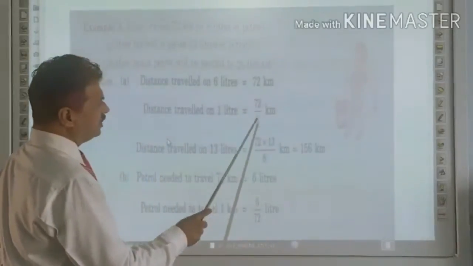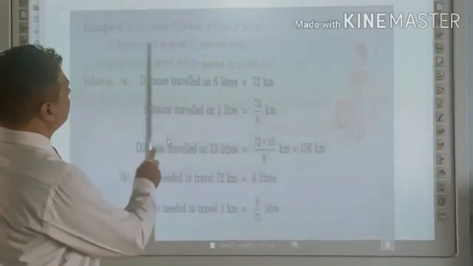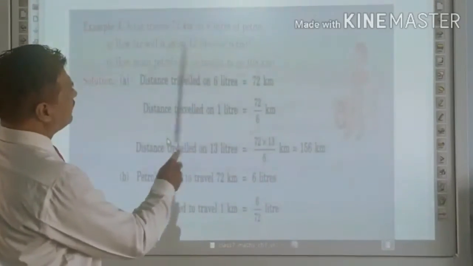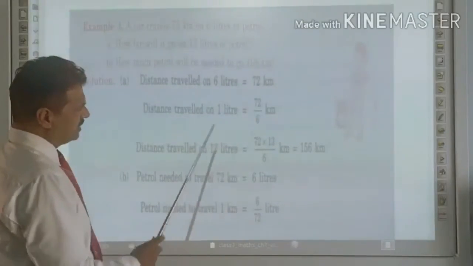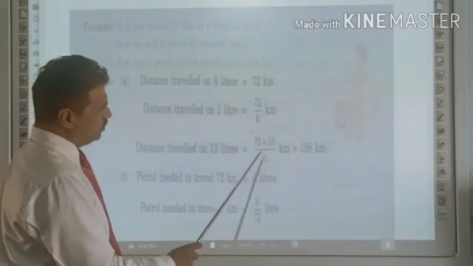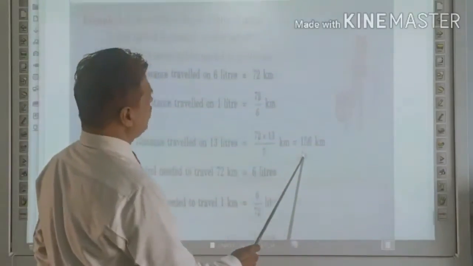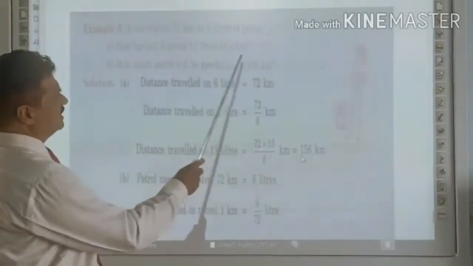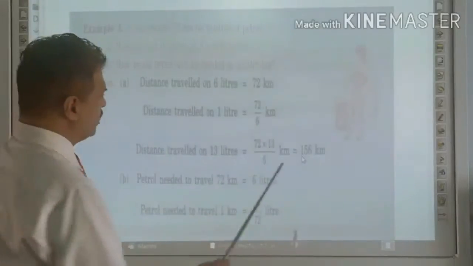So 72 upon 6 is the distance in 1 liter, and for the distance traveled on 13 liters of petrol, 1 to many, we multiply. 72 upon 6 into 13 is 156 kilometers. Our answer to the first question is 156 kilometers.